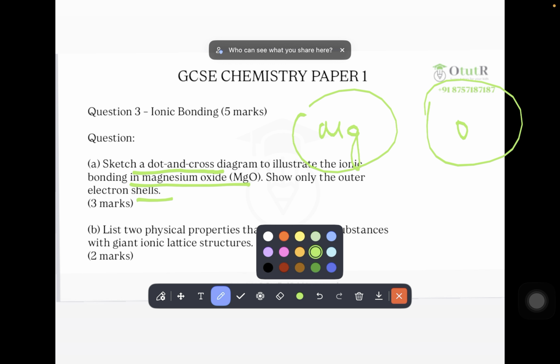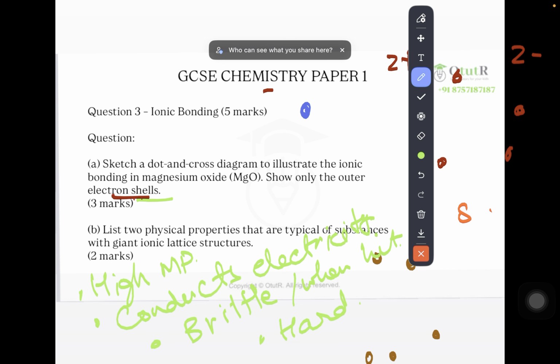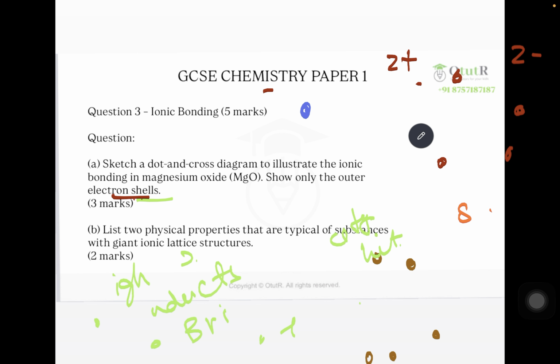List 2 physical properties that are typical of substances with giant ionic lattice structures. Again, there are many. We have high melting point. It conducts electricity. Then these are brittle in nature when hit. Also hard. So these are 4 physical properties. You can list any 2 from these.